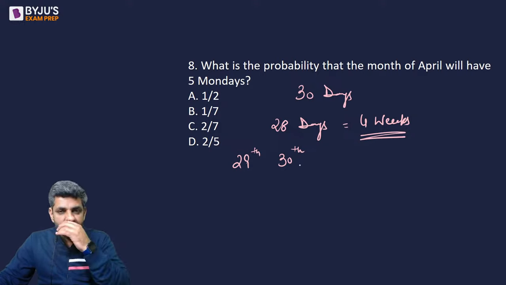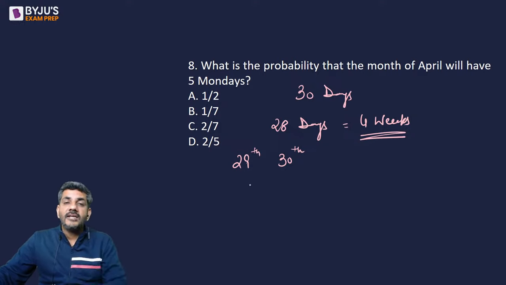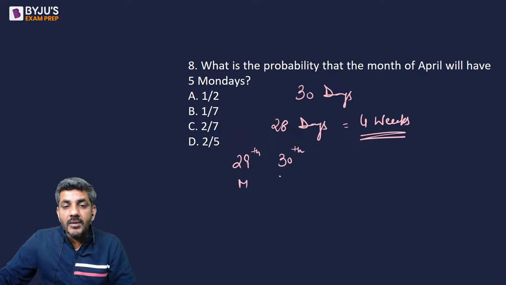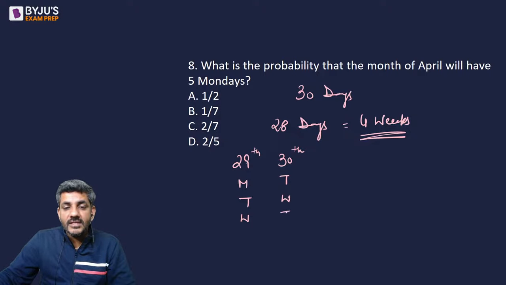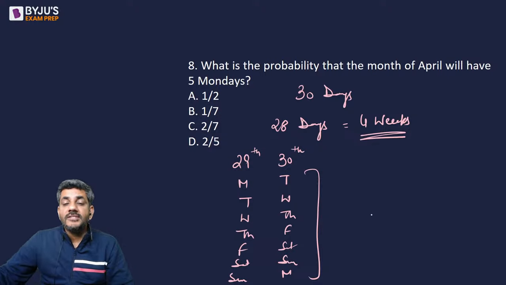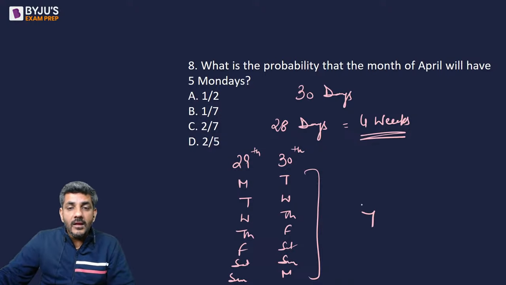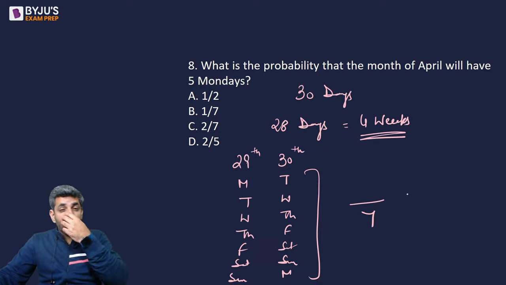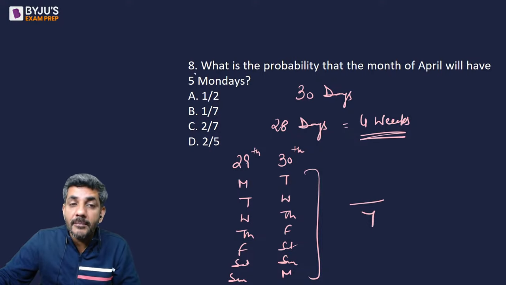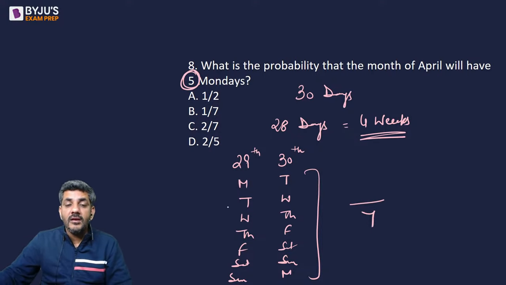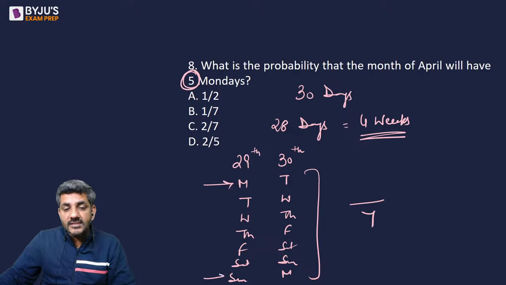29th and 30th day are there. Now they are two consecutive days. What can they be? They can be Monday and Tuesday. They can be Tuesday and Wednesday. They can be Wednesday and Thursday, they can be Thursday and Friday, or Friday and Saturday, or Saturday and Sunday, or Sunday and Monday. These are all the possibilities. So total of 7 possibilities are there. And out of these 7 possibilities, how many possibilities contain a Monday? Because that will make 5 Mondays in April. So this contains a Monday and this contains a Monday.